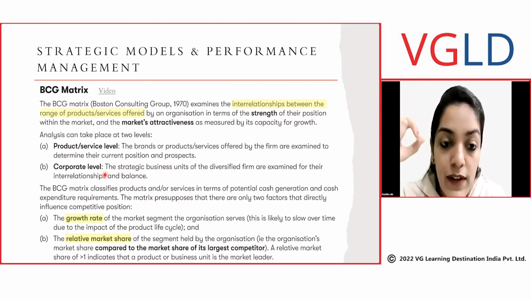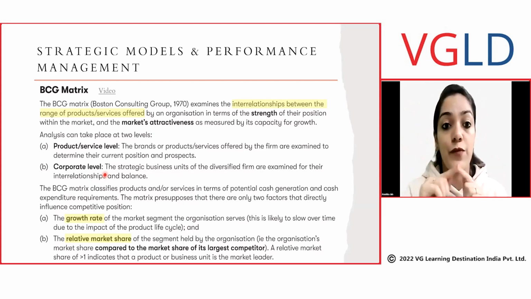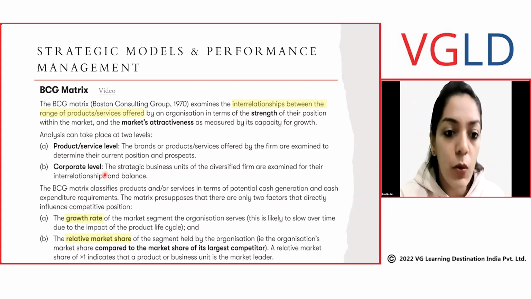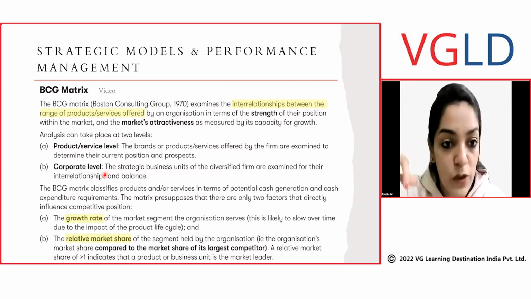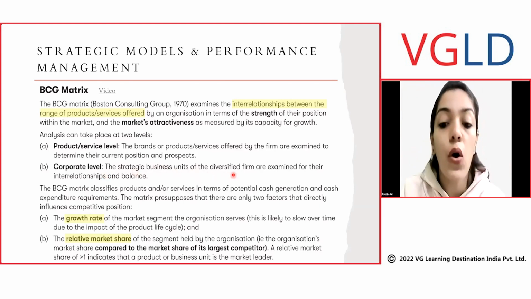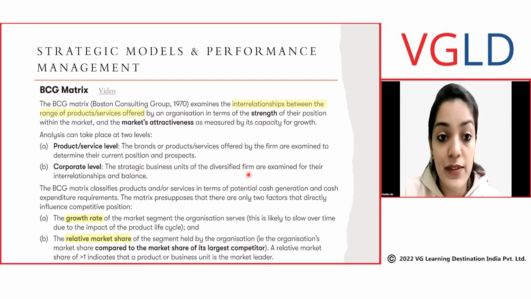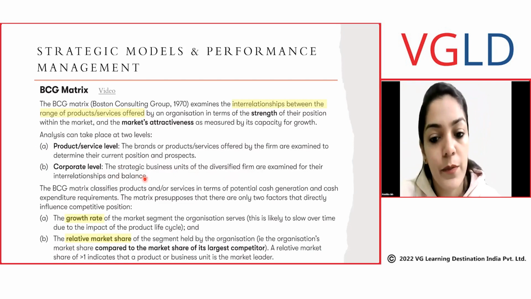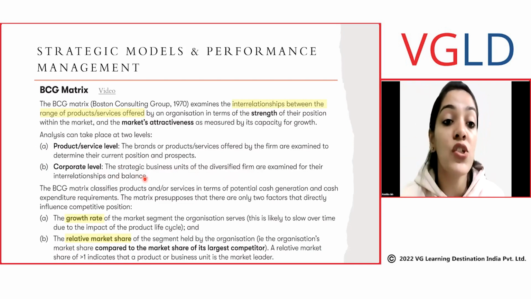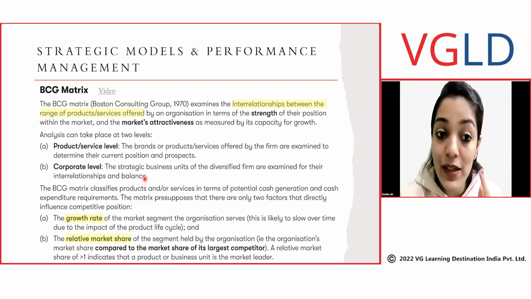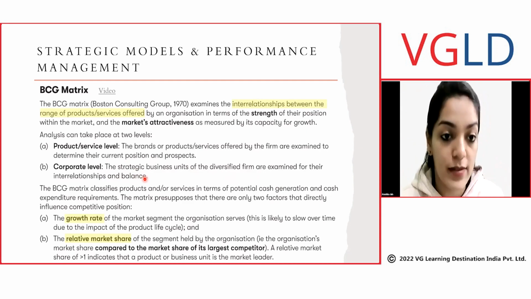Like it can classify FMCG as a whole sector in, let's say, one of the quadrants as a dog or question mark, whatever it is. So corporate level BCG metrics means within that company, there might be strategic business units. Proper classification has been done within the company. The strategic business units of the diversified firm. So the firm is diversified. It is into 3 businesses. They are examined for their interrelationships and balance. So where is ITC's FMCG business market share? What is its growth? So that will be corporate level BCG metrics.